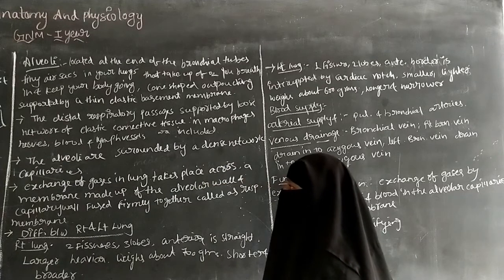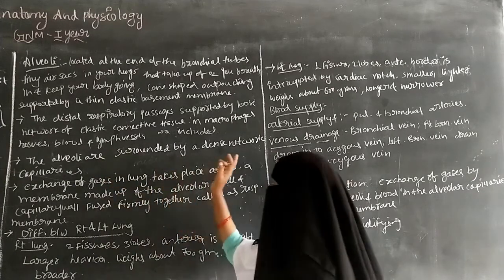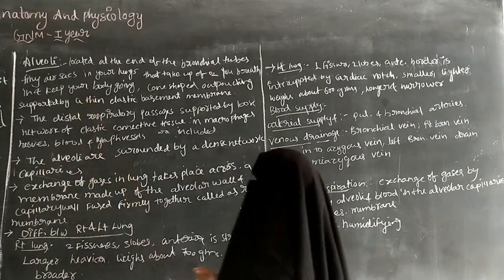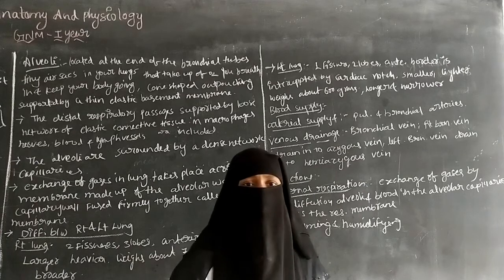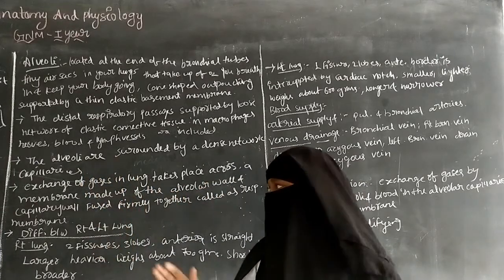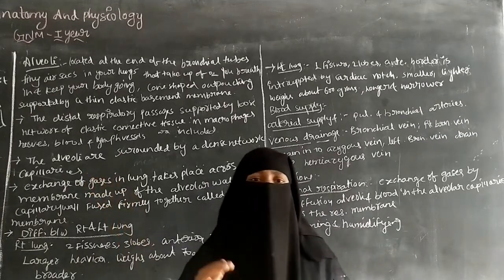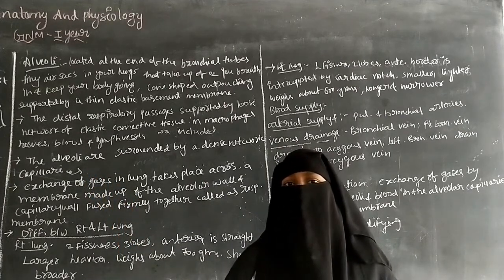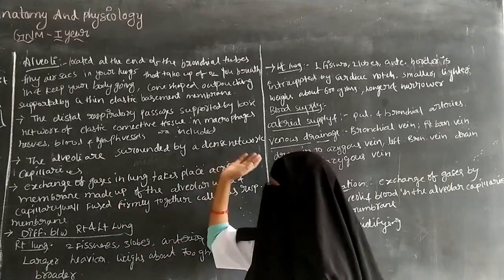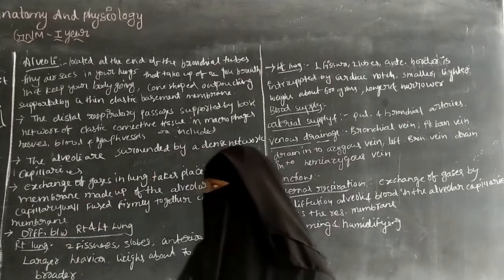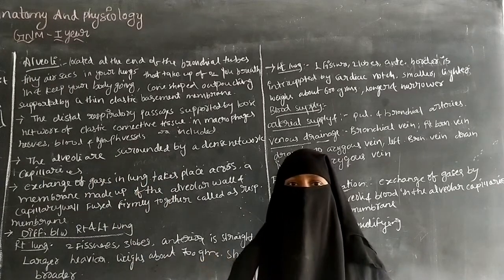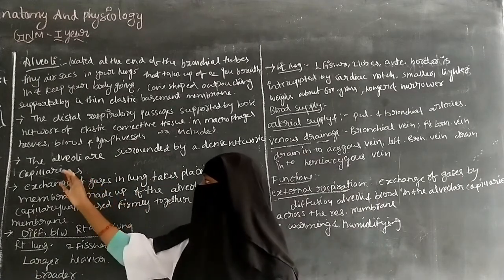And the next one is that the alveoli are surrounded by a dense network of capillaries. Capillaries are nothing but a branch of blood vessels; the arteries and the veins are connected by the capillaries.